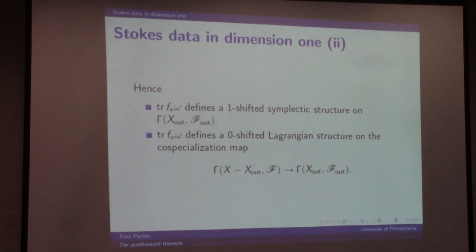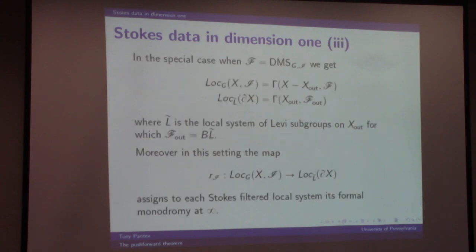And if you analyze what you got by writing the nearby cycles on the open stratum and the value on the open stratum, you got a Lagrangian structure of the sections of your Dillon Lagrange top stack on the outer cylinders. So a symplectic structure here and a Lagrangian structure of the map from the interior. And this is exactly the moduli of Stokes data.